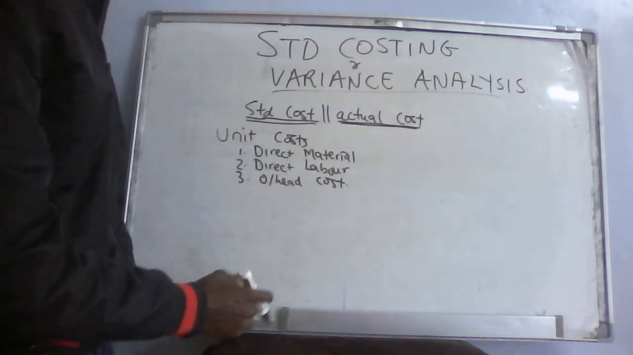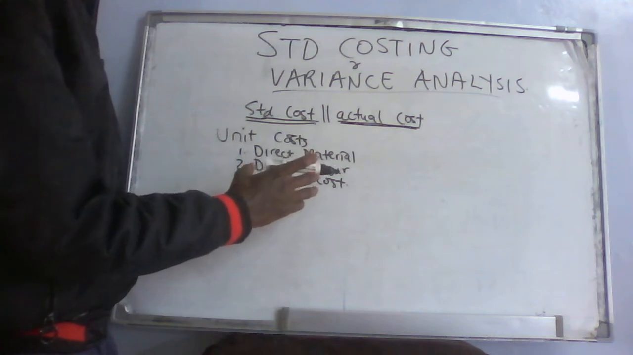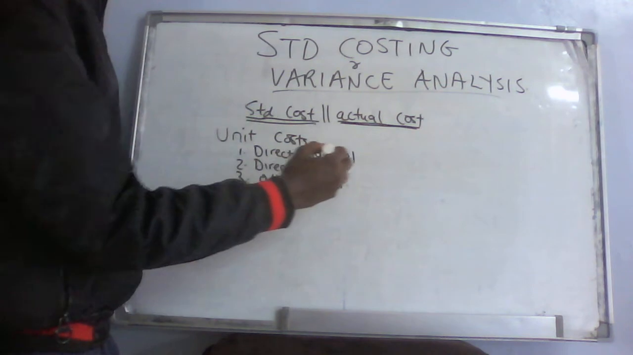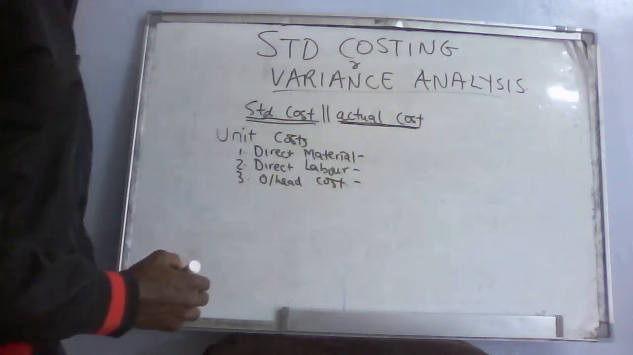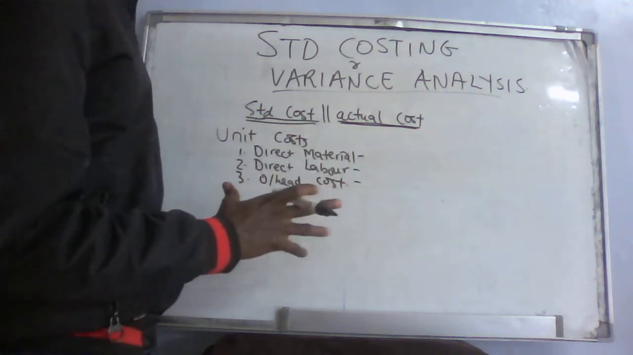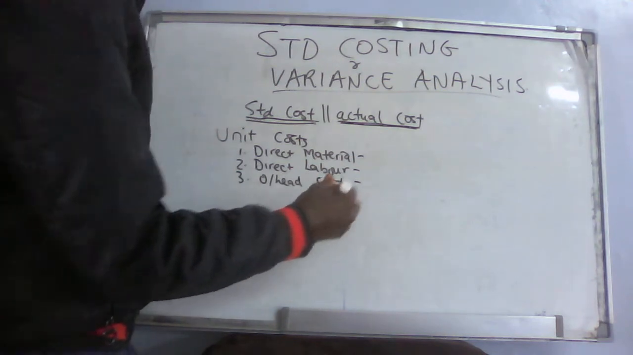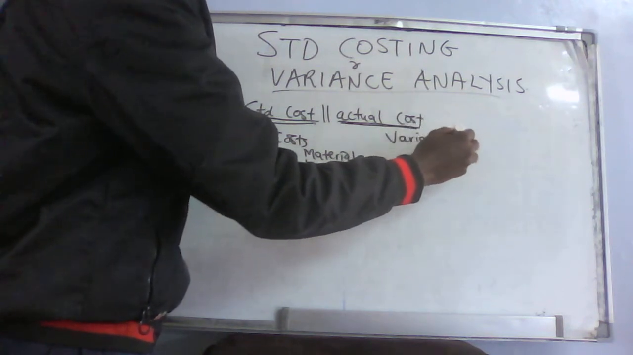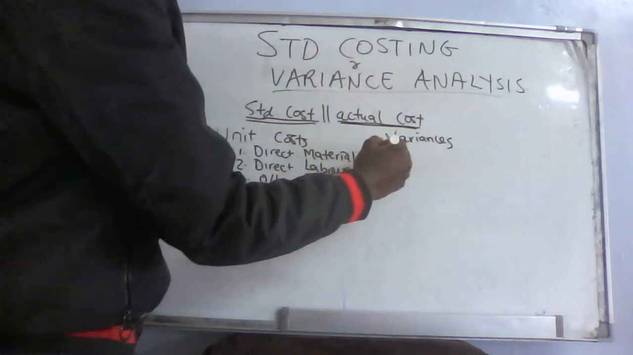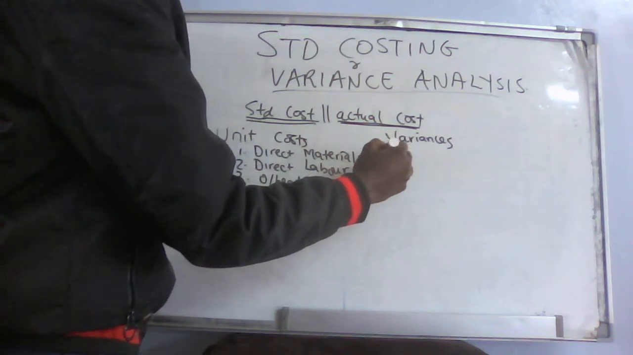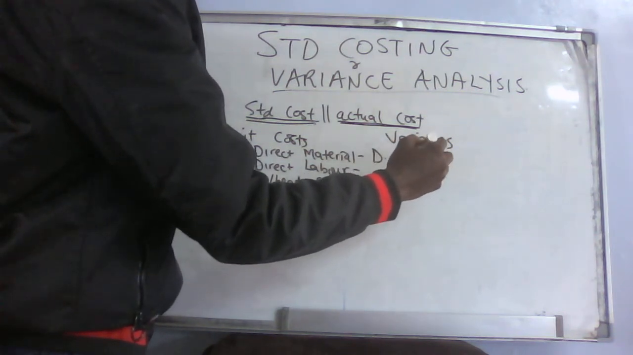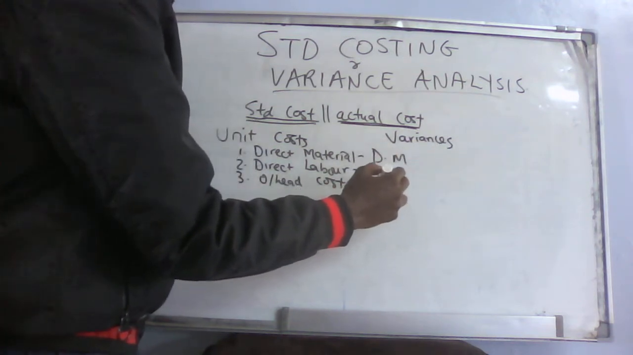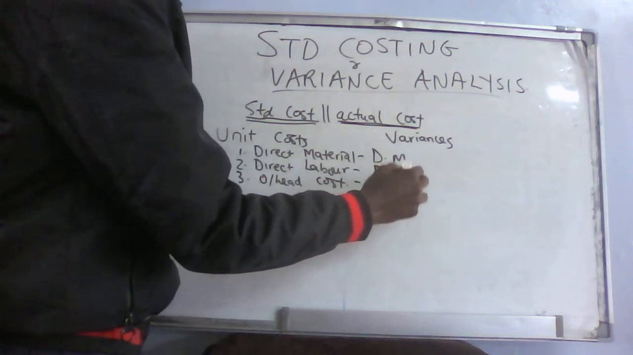All right. So how do we perform standard costing and variance analysis? So we do that for each of these categories. Now, there are two types of variances that we evaluate. The variances that we evaluate are basically direct material variances, direct labor, and then overhead variances.